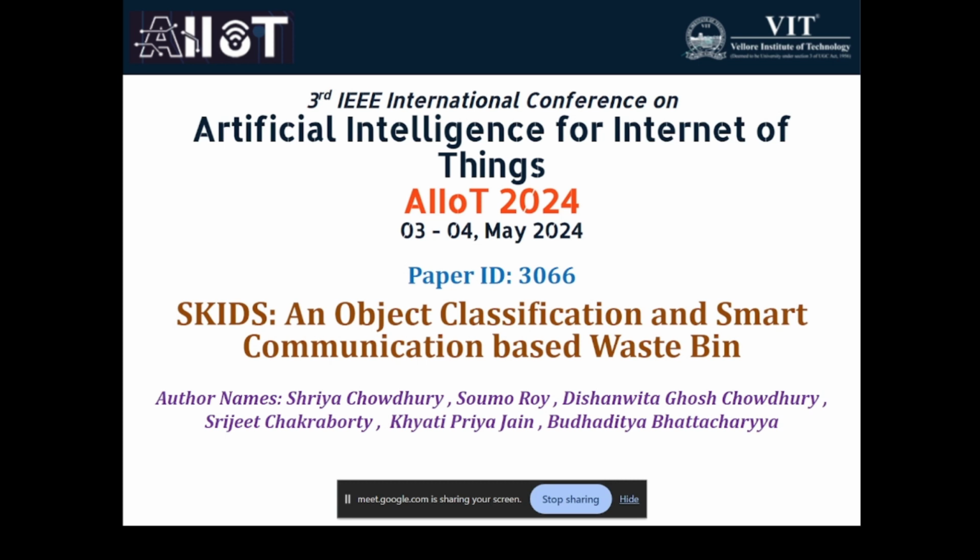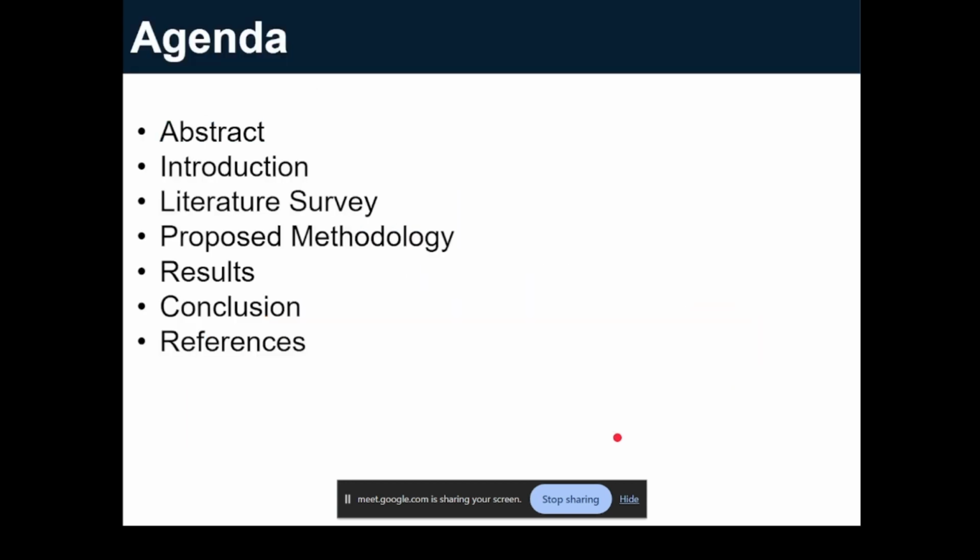We are from VIT, and this is our paper title, Skids and Object Classification and Smart Communication Based Waste Bin, and our paper ID is 3066. Myself, Shomo Roy, along with my co-authors Shriya Chaudhary, Dishanvita Ghosh Chaudhary, Srijit, Khyati Priya Jain, and Budhaditya Bhattacharyya will be presenting.